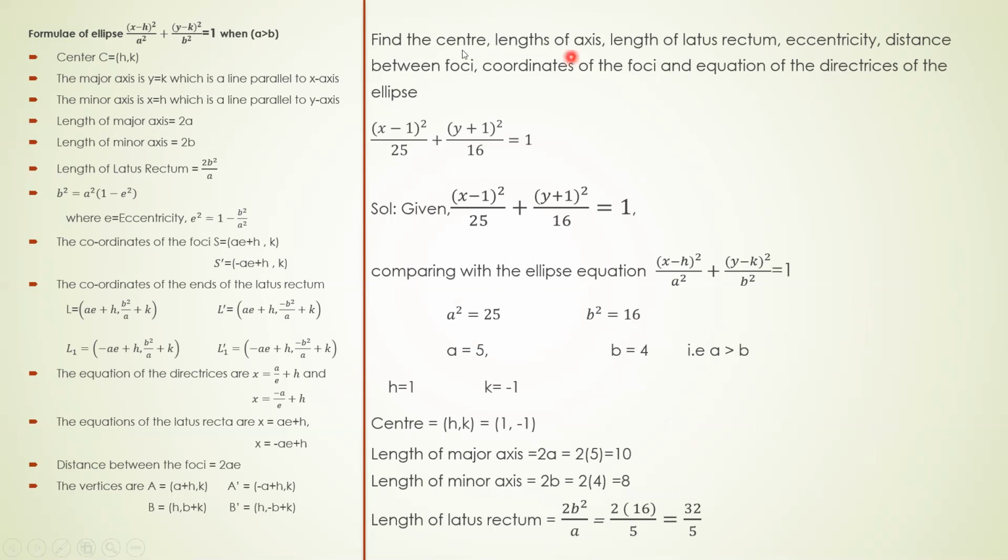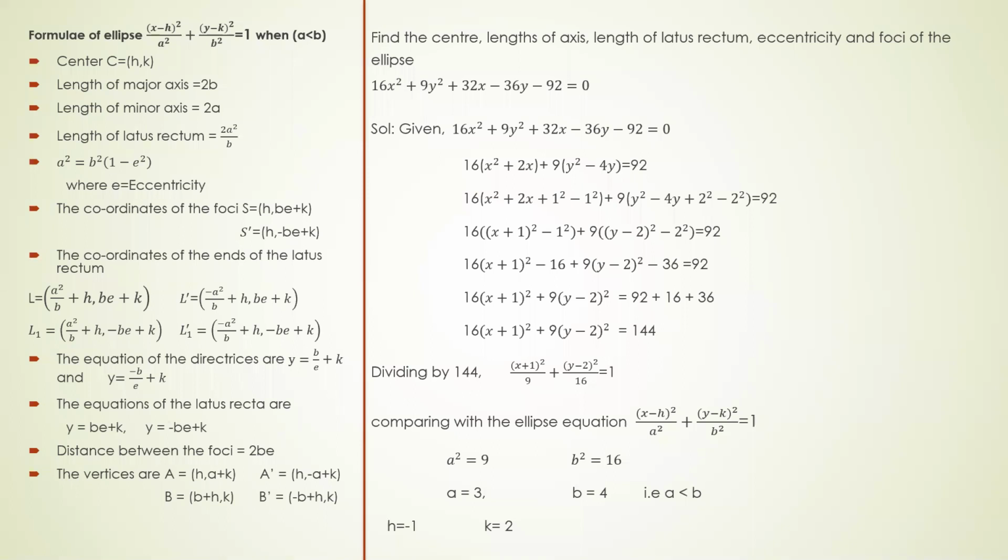We have calculated the center, the length of the axis, the length of latus rectum, eccentricity, the distance between the foci, the coordinates of the foci, and the equation of the directrices. So this is what they asked. Now let us take another example and try to find the asked things: find the center, length of the axis, length of latus rectum, eccentricity, and foci of the ellipse.